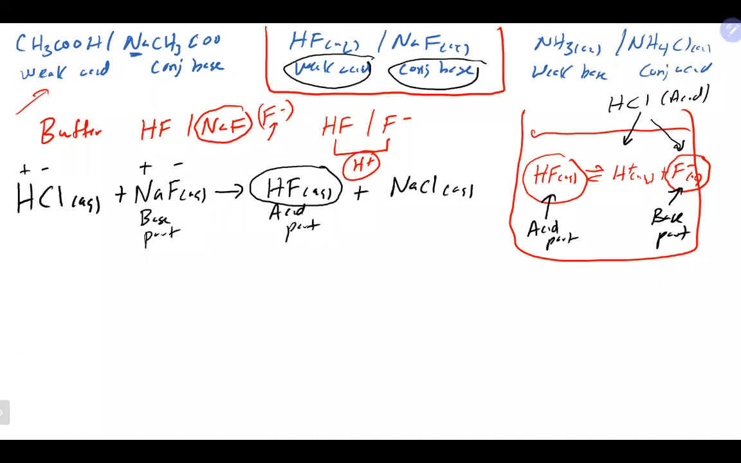We actually use up some of the base part of the buffer, but in the process of doing that, the reaction will generate some of the acid part of the buffer. So really HF was in there to begin with, so that's not going to screw up the pH. And the other thing that we're left with is a salt, which in this case is a neutral salt, and it will not mess up the pH either.